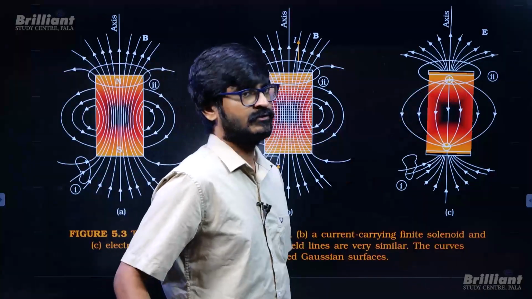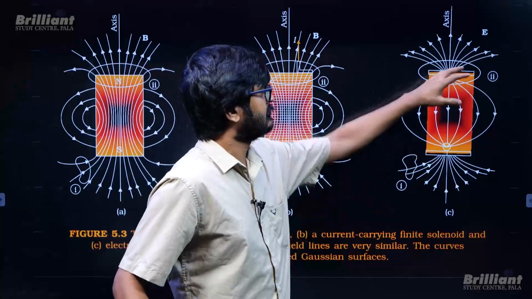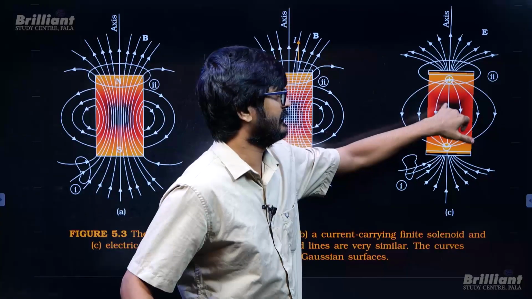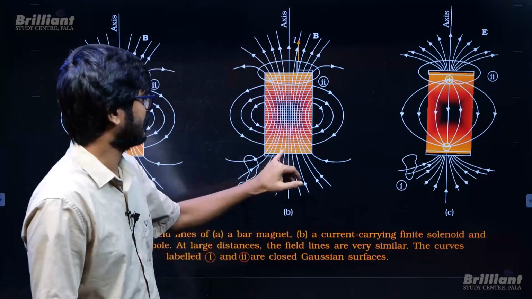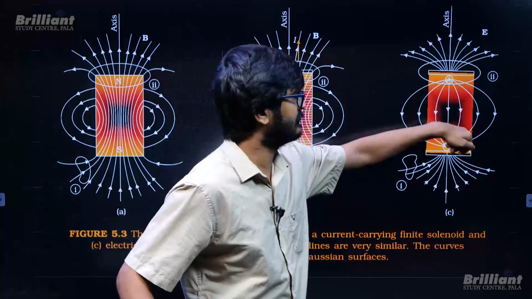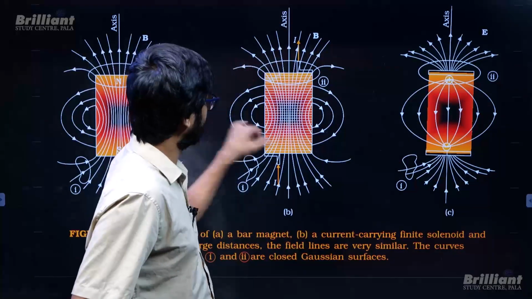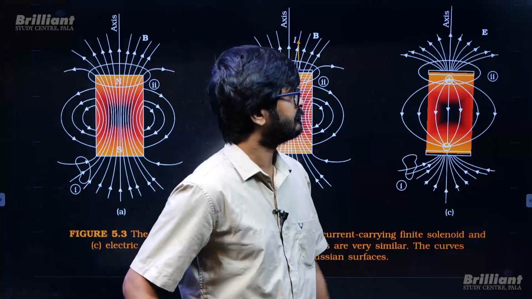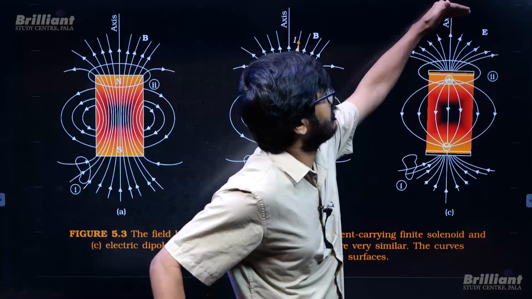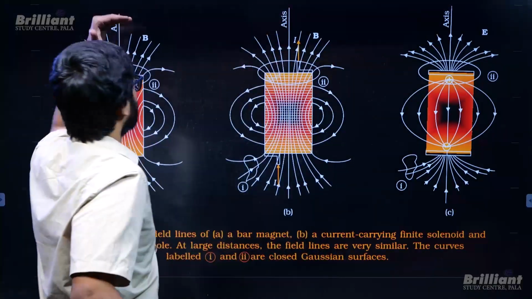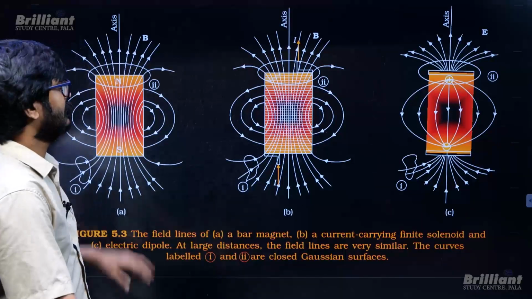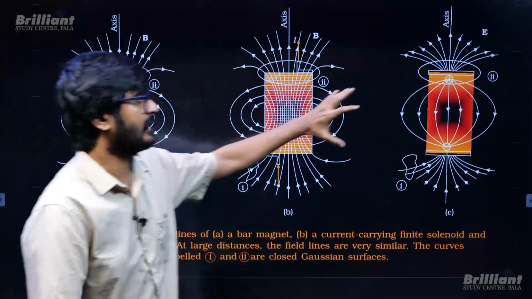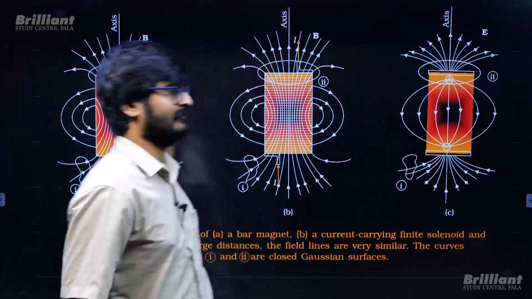Now there is a difference between electric dipole and magnetic dipole. Field lines here are not going to look similar. You can see the direction is this way, but here the direction is this way, and these are forming closed loops, but these are not forming closed loops. But when you look here, the field here and here is almost the same. So the other way of saying it is, for far away points, the field because of a bar magnet, solenoid and dipole are going to look the same.